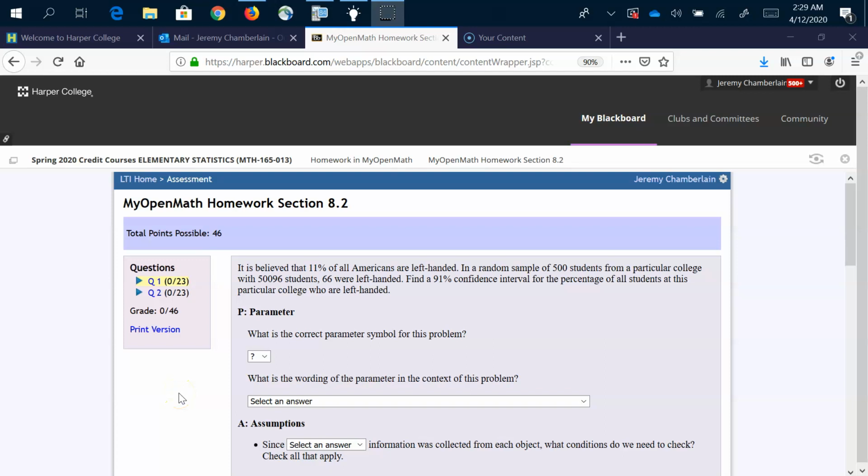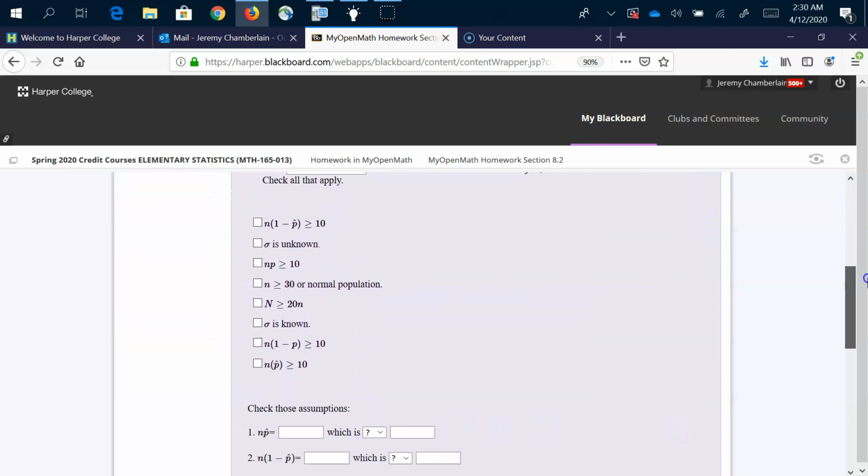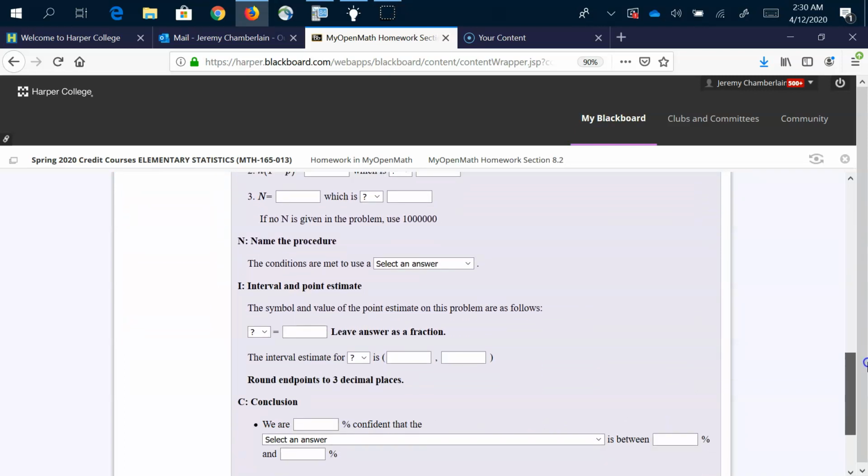Hello class, we're looking at a homework problem in MyOpenMath from section 8.2, and 8.2 is making or producing confidence intervals for a proportion. And regardless if we're making a confidence interval for a proportion or a confidence interval for a mean, the procedure has the acronym PANIC. If you look at the homework problem, PANIC, that's a reminder of the procedure to find a confidence interval.